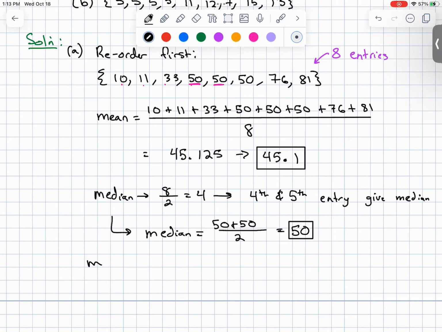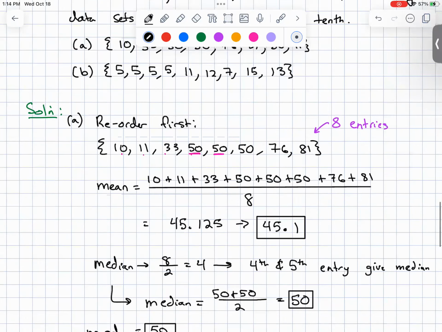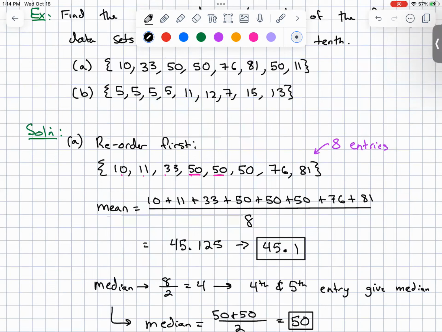So for the mode, that's going to be looking at the number that shows up most, which is 50 in this case, because there were 3 50s and every other number only had a frequency of 1. It shows up the most. Yes, that's how we choose the mode. It's the number that has the most frequency, the most times it appears. Okay. So with the second example, 5 would be the mode because that's the number that appears the most.